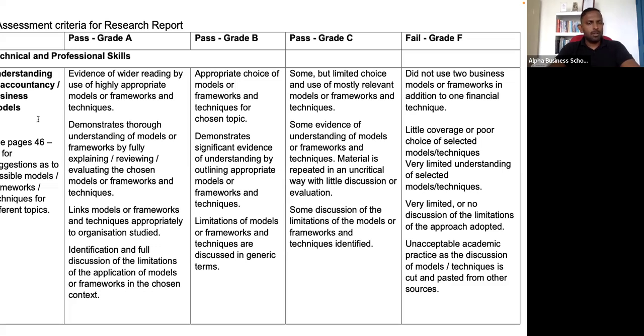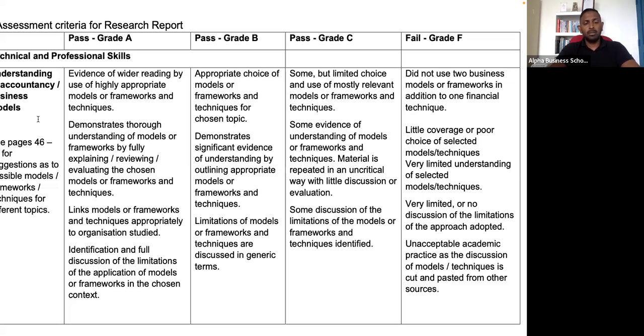Demonstrate thorough understanding of models or frameworks by fully explaining, reviewing, evaluating the chosen models or frameworks and the techniques. So properly demonstrate what's a model and why, what's the use of that model. Links models or frameworks and techniques appropriate to the organization studied. So properly your business model like PESTEL or whatever you are using has to be properly connected to the business, what you are doing, where you are doing the research.